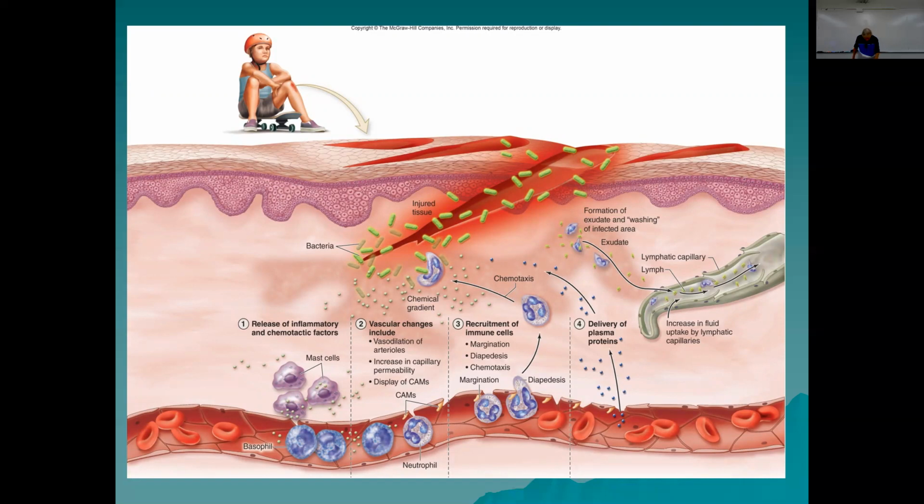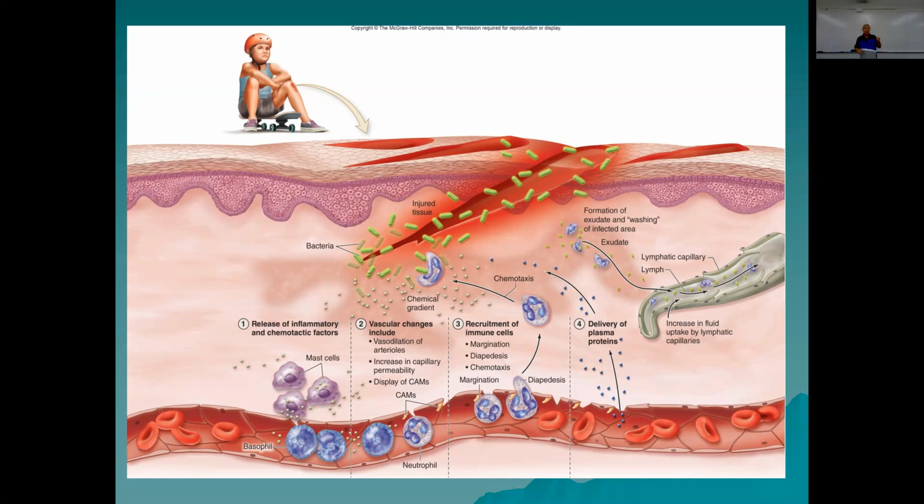And what happens is formation of exudate and wash of infected area. So this greater permeability causes a lot more fluid to come out into the tissue. And what this does is it actually washes it. It's like a little current that carries bacteria away from the blood vessels and into a lymphatic capillary. We want to wash these bacteria or viruses or whatever into a lymphatic capillary. So actually, when you get injured, bacteria do not enter your cardiovascular system. And this exudate prevents that.